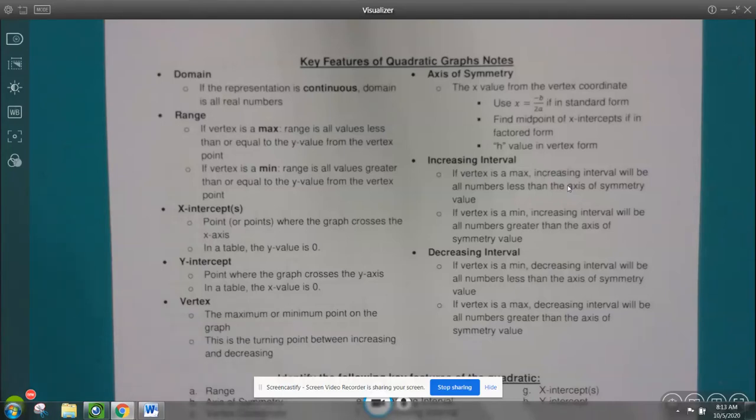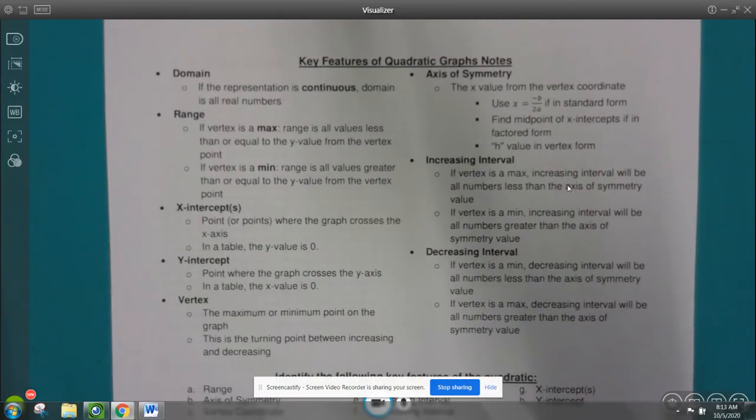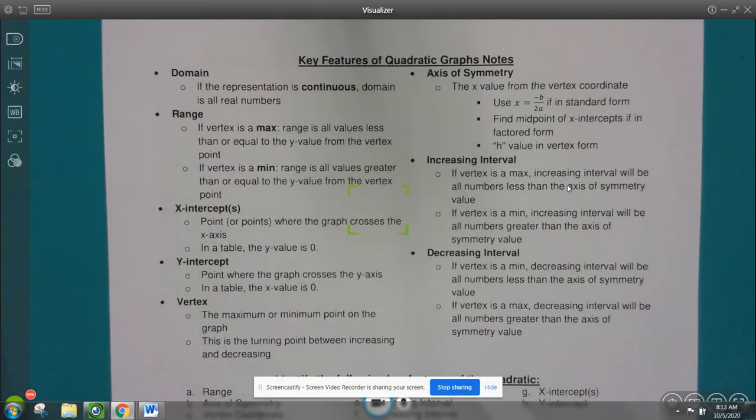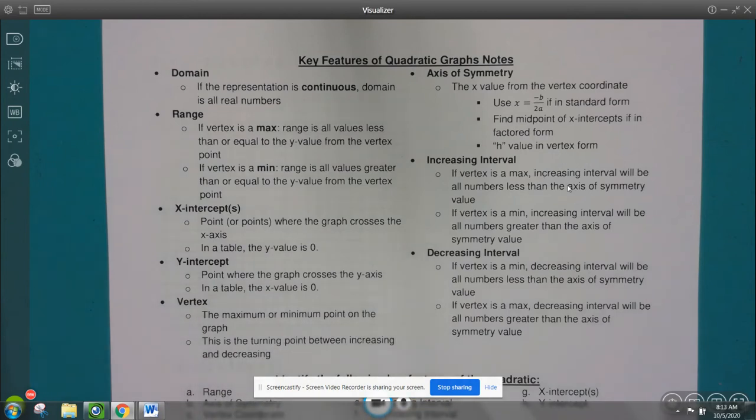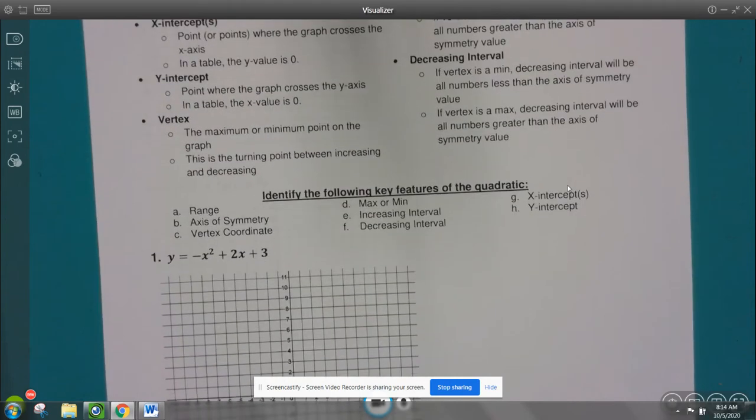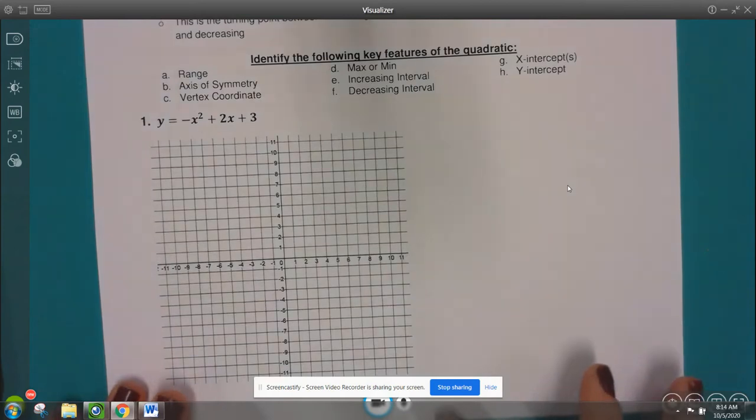So what we're going to do today is some key features of quadratic functions. Let me just focus a little bit better. So up top here in your notes, you'll see some helpful hints on how to find these different key features of quadratics. We're going to go through a standard form, a vertex form, and a factored form and figure out how to find all of these things. So I'm going to do all of this through graphing, which hopefully by now you feel pretty comfortable with.